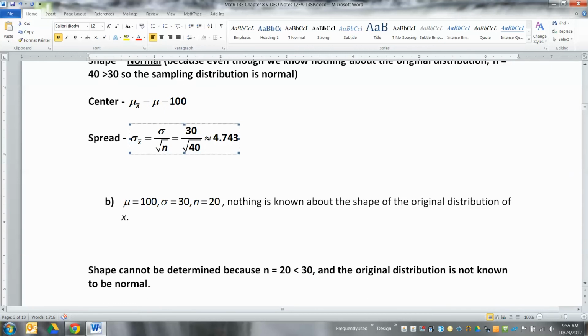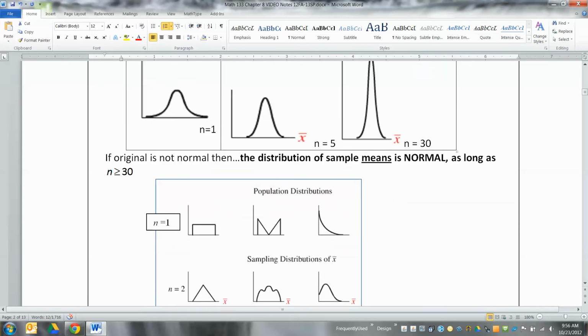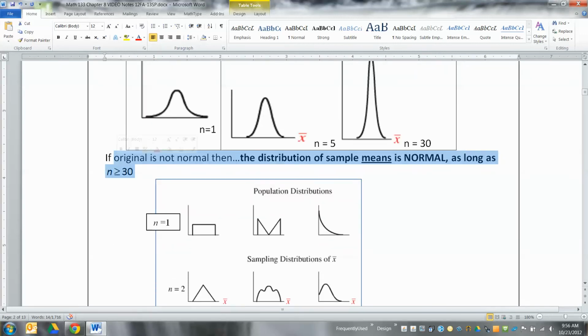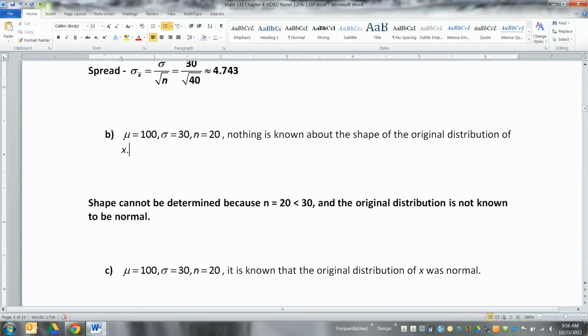What about if the mean was 100, the sigma was 30, but n is only 20, and I know nothing about the shape of the original distribution? Well, then you're in trouble, because if you don't know anything about the original shape, you can't assume it's normal. And if you can't assume it's normal, then you need n to be greater than 30. But we only have 20 right here. That's a problem. So we cannot determine the shape because n is equal to 20, which is less than 30.